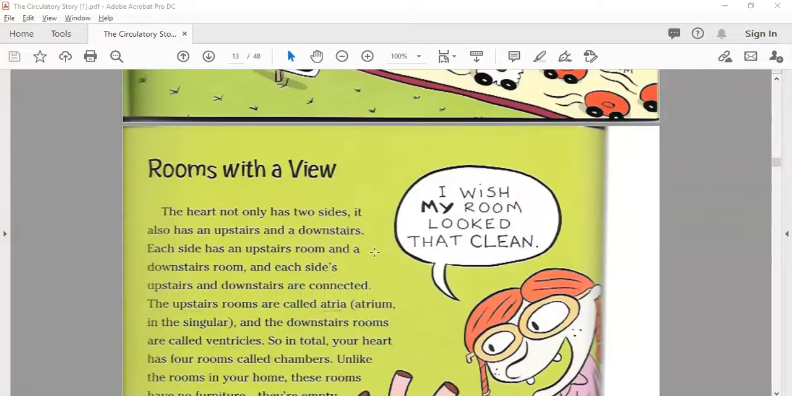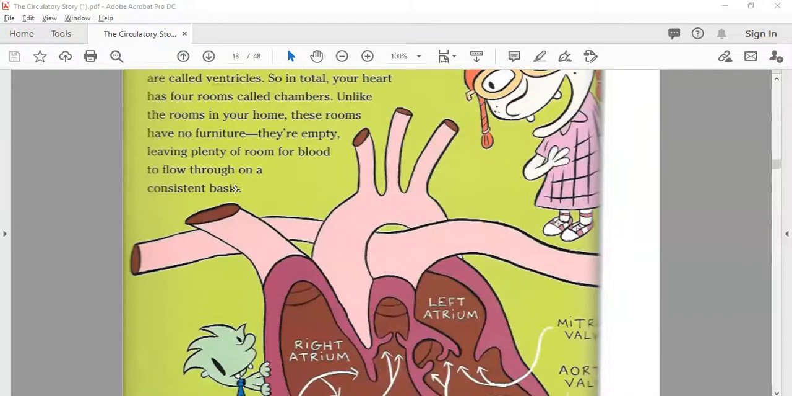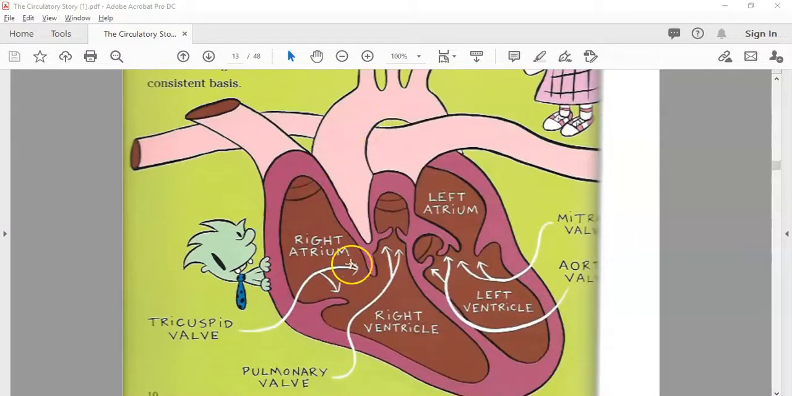All right, let's continue. Rooms with a view. Boys and girls, are we talking about rooms? What do you think the author is going to talk about? The different parts of your heart. Good. Look at this illustration. And it's also a diagram. And if we can see inside of the heart, it's also called a cutaway. So good job if you said a cutaway. So yes, this is a cutaway. This is a diagram. And it's also an illustration.